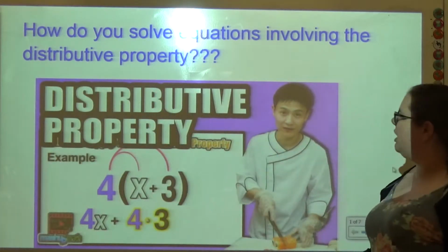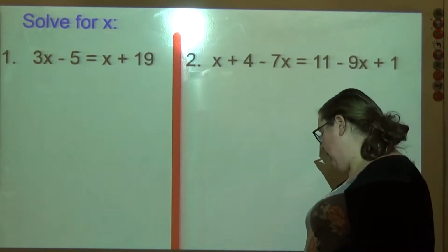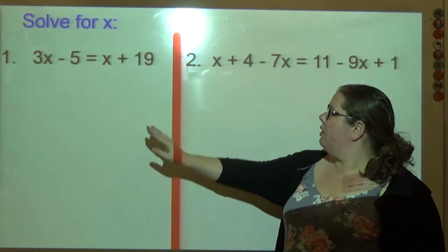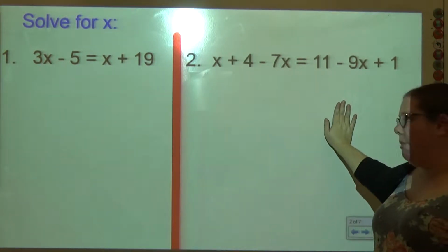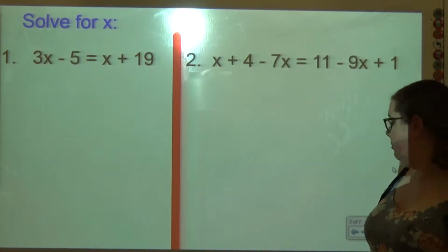Alright, so let's get started. So let's do a review of the last lesson. The last lesson was solving when there's x's on both sides of the equations. So here's a basic one, and here's a little harder one where you have to combine like terms. Pause the video and try these two problems.